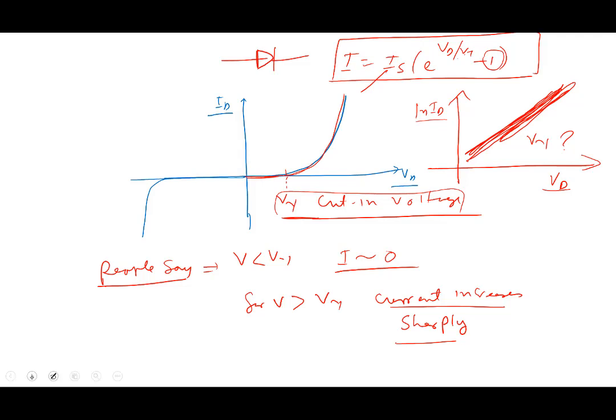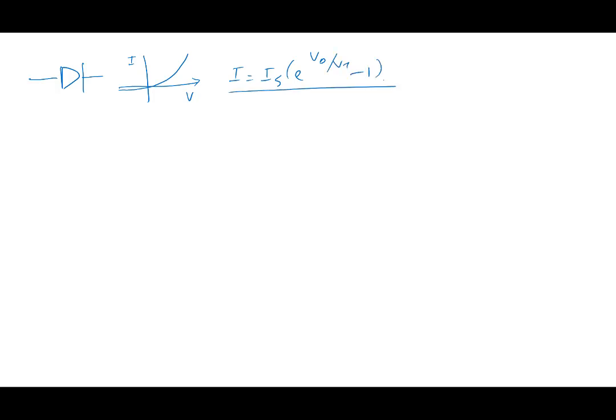All right. Where is this exponential characteristic coming from? So we said I equals Is e to the power Vd by Vt minus 1. Where does it come from? If we go inside the diode, what do we find?